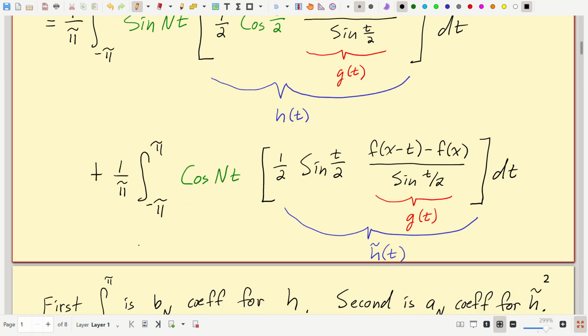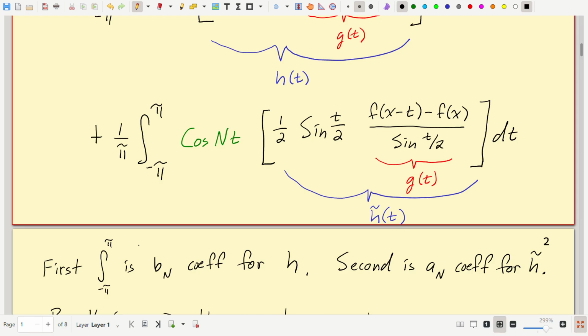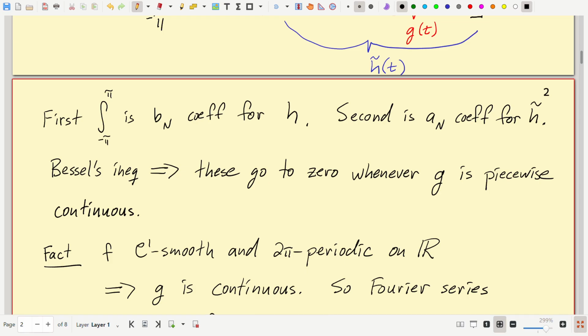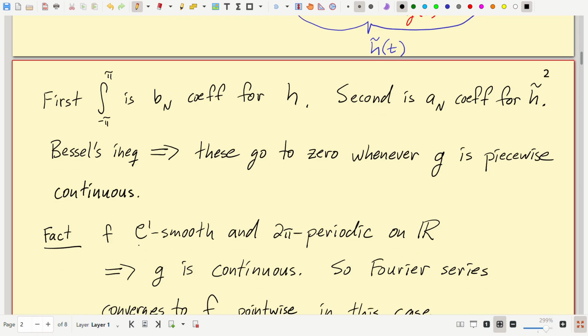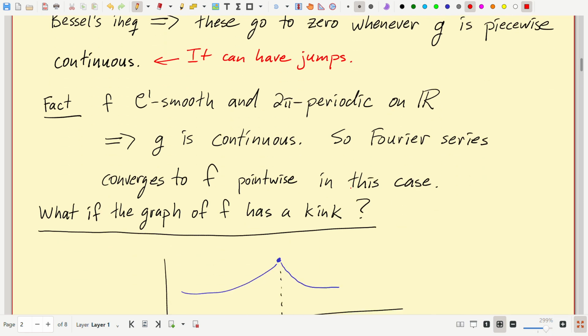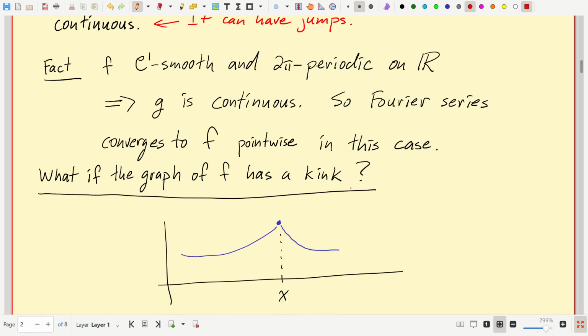Okay, so I was summarizing facts at this point. Other questions? So let's see, when g is piecewise continuous, note it can have jumps. G can have jumps. And we would still have Bessel's inequality. Okay, that's a nice thing to know. Okay, so we know this fact now.